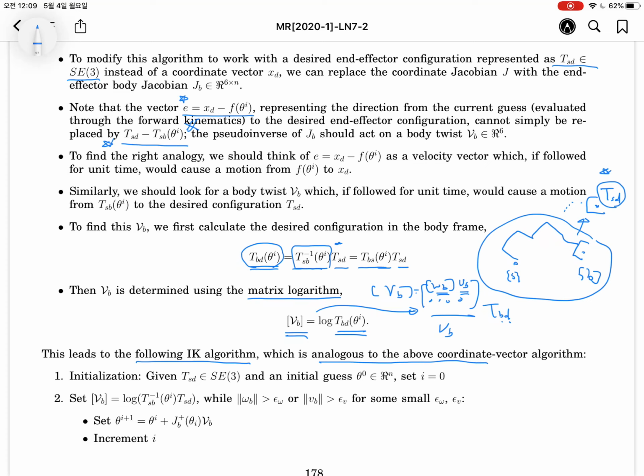Okay, this kind of concept will lead to the following IK algorithm, analogous to the previous page coordinate vector algorithm. The user provides the TSD belonging to the SE3 form, and the initial guess is given. At that time, the matrix logarithm will provide the body twist, and then the body twist will be applied here.